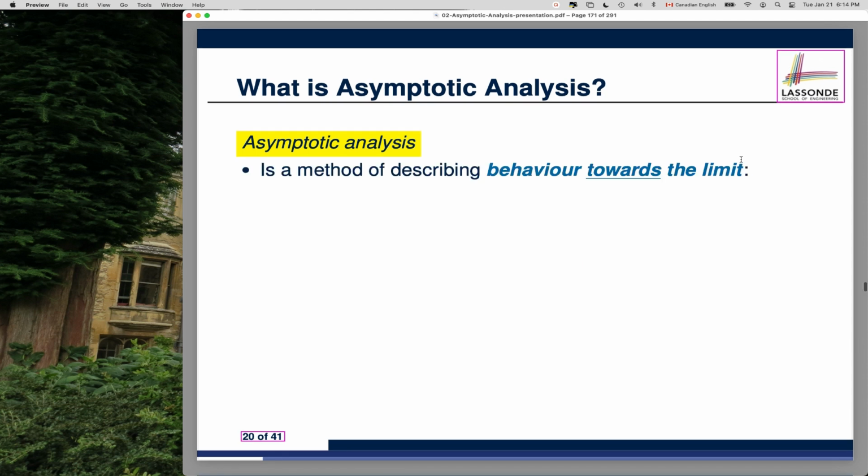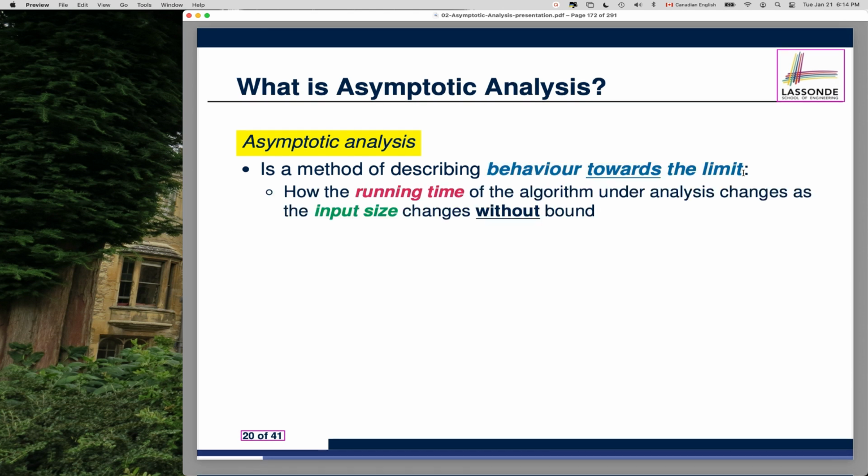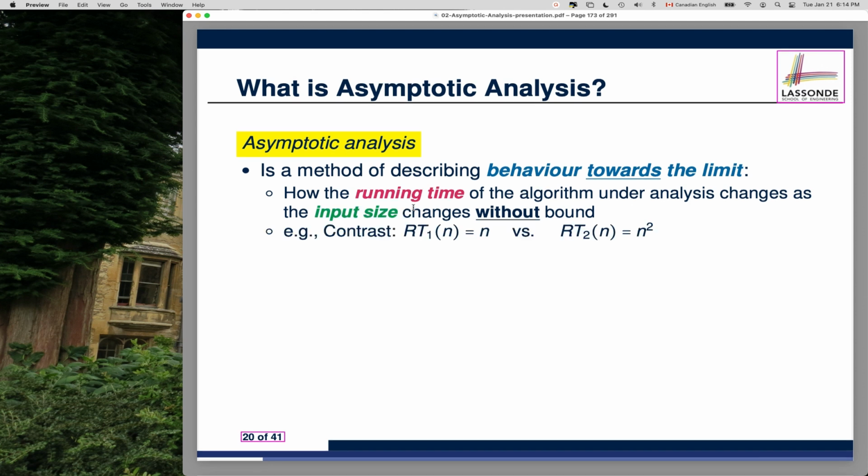Asymptotic analysis. Whenever you talk about asymptotics, it simply means we are analyzing the behavior of the running time as the input size grows towards infinity, towards the limits. So when we do the analysis, the input size doesn't have any bound. I know physical memory always has a bound, but for our analysis, there's no bound. Mathematical analysis.